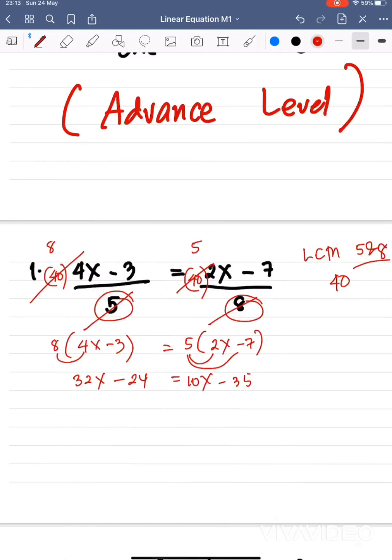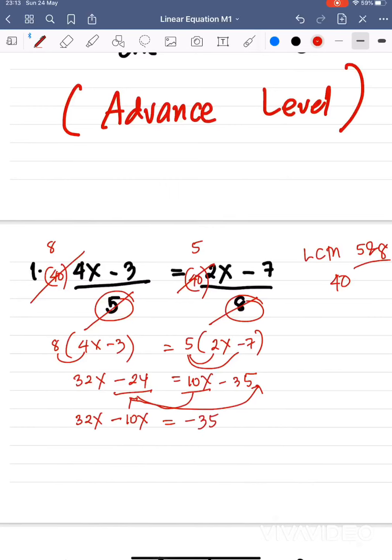This time, I'm going to combine terms that are similar. So I'm going to transpose 24 to the other side, and I'm going to transpose 10x to the other side of the equation as well. So what will happen now is that I have 32x, and 10x will become minus 10x is equal to negative 35. So negative 24 will become plus 24. So 32x minus 10x is 22x.